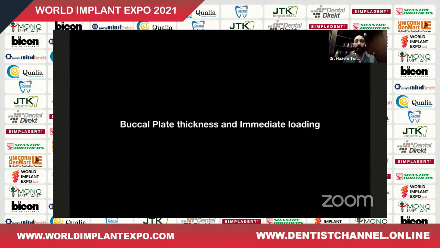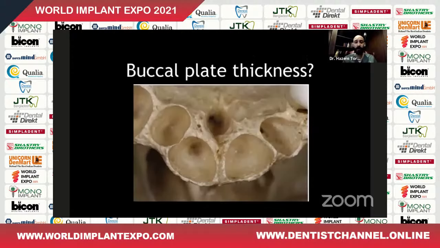We're going to start talking about the buccal plate thickness and immediate loading. What effect does the buccal plate have on our final outcome? You can see here we have a fairly thin buccal plate, and if we imagine that this is the case in any extraction socket, this buccal plate will definitely resorb. So in our treatment plan, we have to adapt our treatment knowing that this buccal plate will not be there. There will be a new buccal plate.